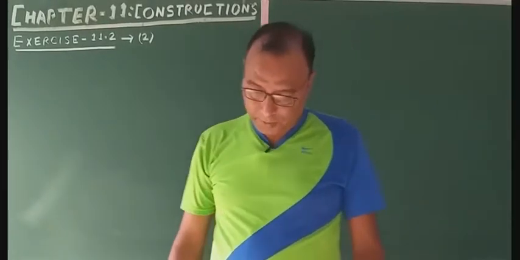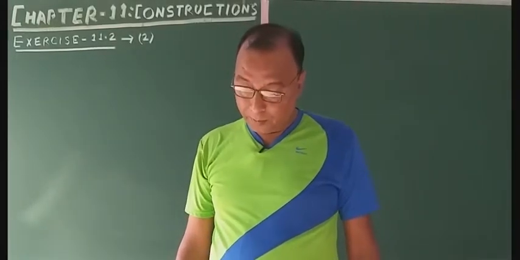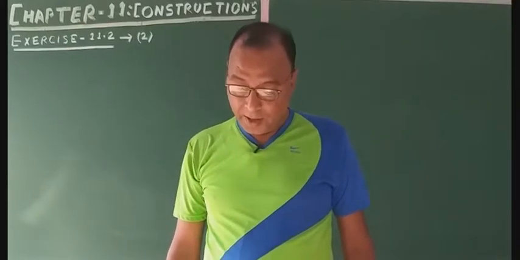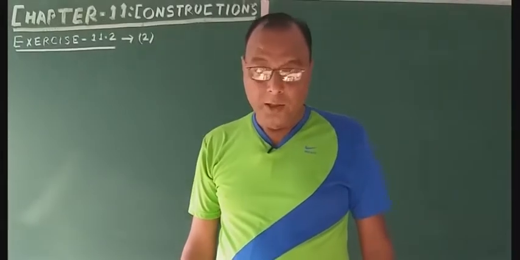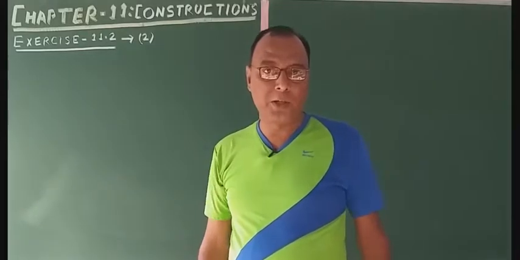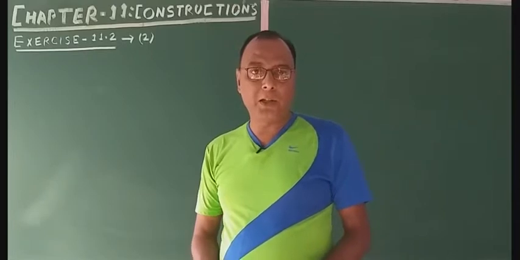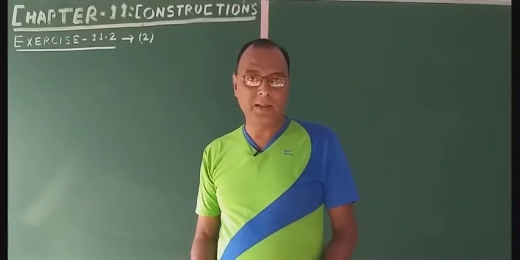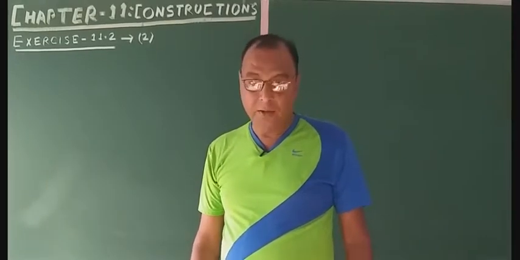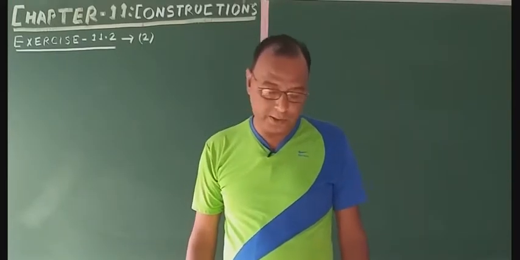So today I am starting with question number 2 of exercise 11.2. The question is: construct a tangent to a circle of radius 4 centimeter from a point on the concentric circle of radius 6 centimeter and measure its length. You have to construct a tangent to a circle of radius 4 centimeter from a point on the concentric circle of radius 6 centimeter and measure the length of the tangent. Also verify the measurement by actual calculation.